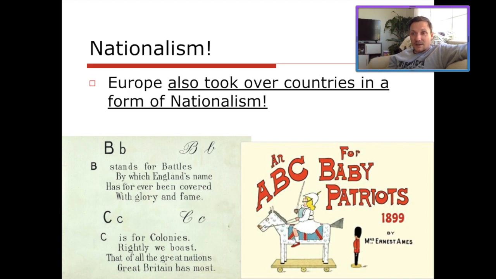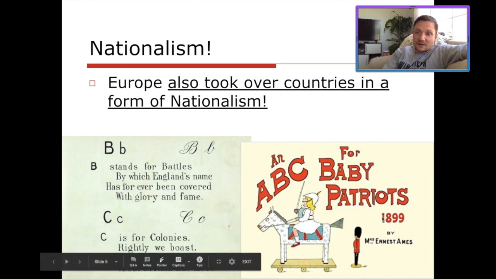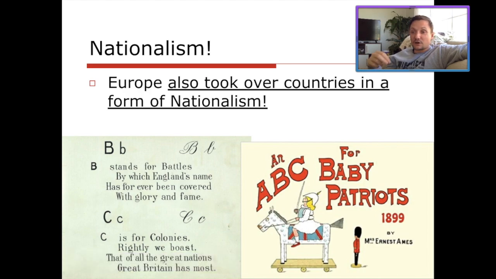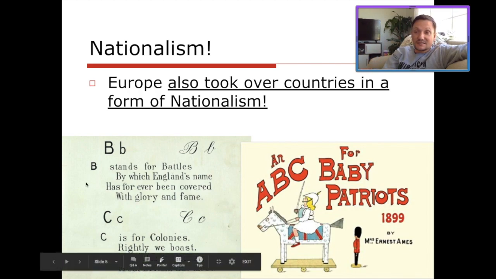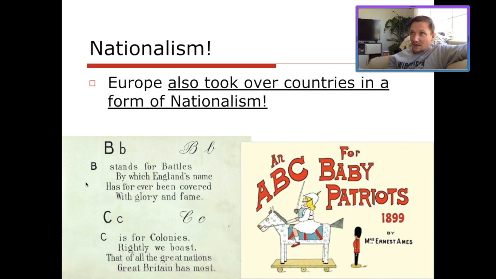Now, to give you an example of this nationalism, this book is called An ABC for Baby Patriots. It was written in 1899 by Mrs. Ernest Ames, and she is trying to show the dominance of British imperialism in this. Because as you can see, B and C, like you remember the little ABC books when you were a kid, like B stands for banana and C stands for cat, right? Stuff like that. This is one that was written during the time of imperialism.